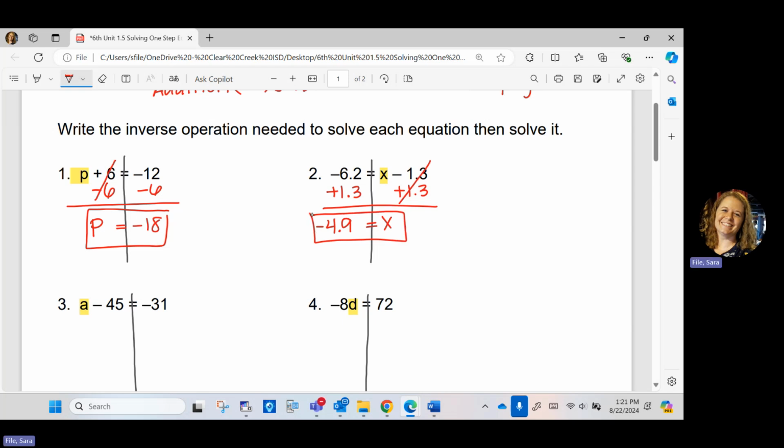In number 3, we said the same thing. The opposite of subtraction is addition. So I'm going to add the 45 over to get A by itself. So A, I got it isolated. Then you can just type in 45 minus 31 and get 14.